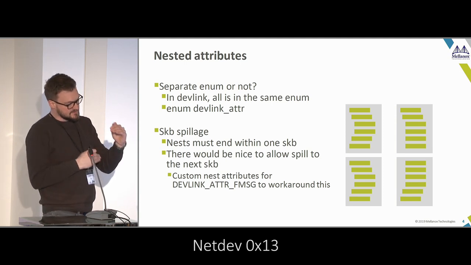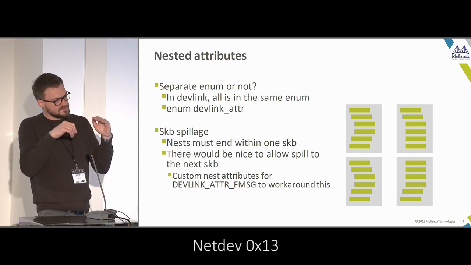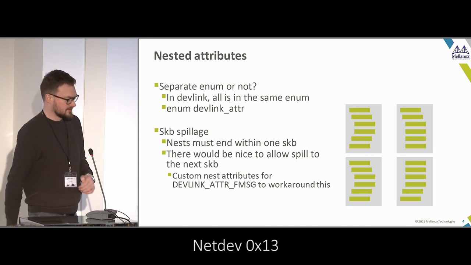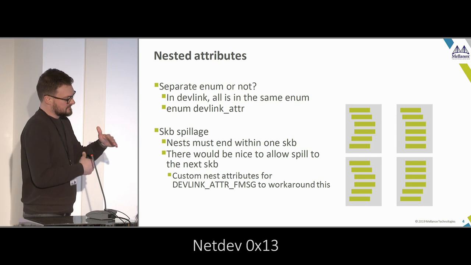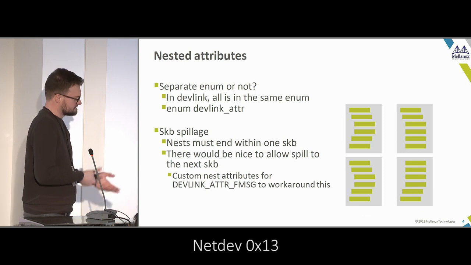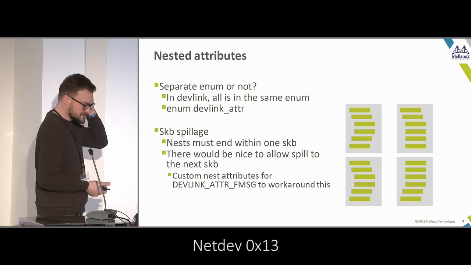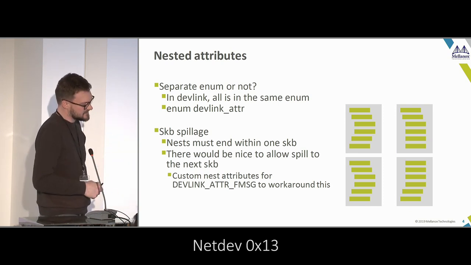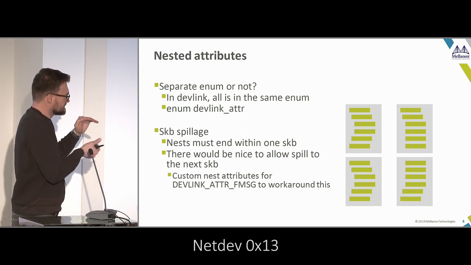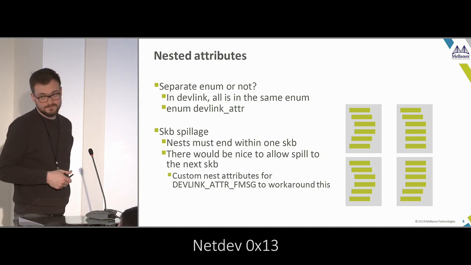the nest has to be ended in the SKB. So you cannot open a nest and finish the SKB, go to another SKB, and then close the nest there. If you have big dumps which cannot fit into one SKB, you have to somehow resolve it. In Devlink, we just introduced custom attributes to actually do this kind of nesting. It's custom nesting, basically. So I think Jamal's got a comment on that.